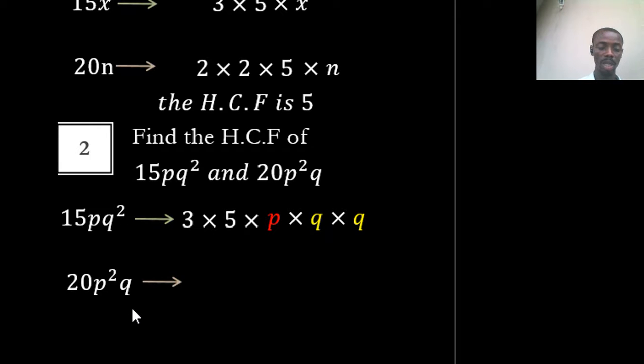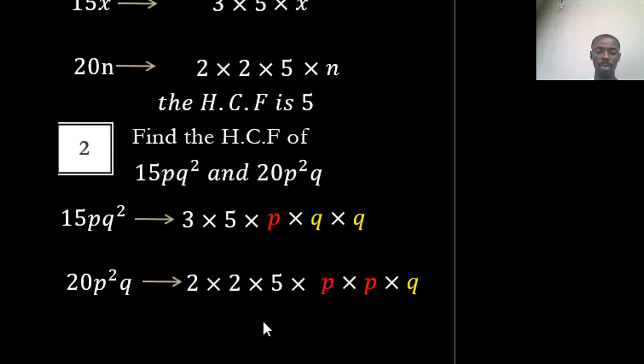So the same thing, 20 is expressed as 2 by 2 by 5 in prime. Now, breaking p squared q down, I'll be having p multiplied by p multiplied by q, because I'm having a square on p. That's why p is repeated twice. Here I'm having a square on q, that's why q is repeated twice. So the numbers first. 5 is common, so I can write out my 5.